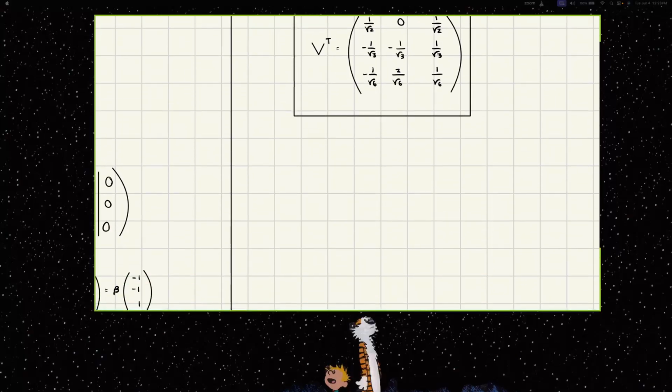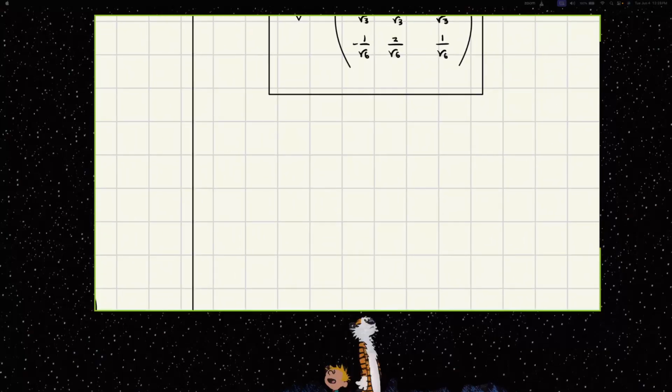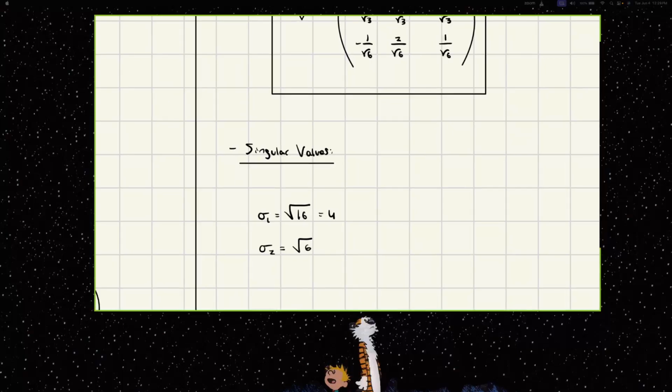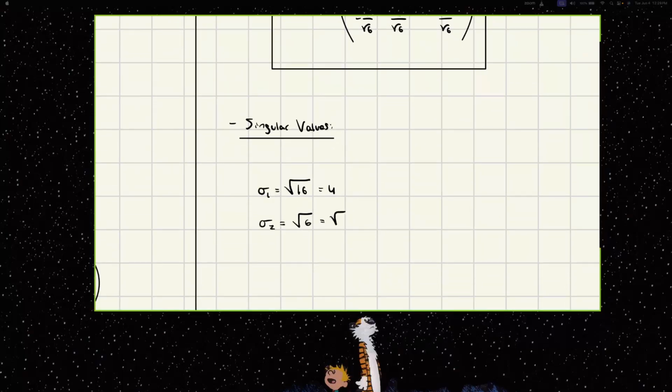So we recall that the singular values are the square roots of the eigenvalues for either A transpose A or AA transpose. So we found the eigenvalues for A transpose A. So our first singular value is going to be the square root of our first eigenvalue, which was 16, so this will be 4. Our second singular value is going to be the square root of 6, our second eigenvalue, so that'll just be the square root of 6.